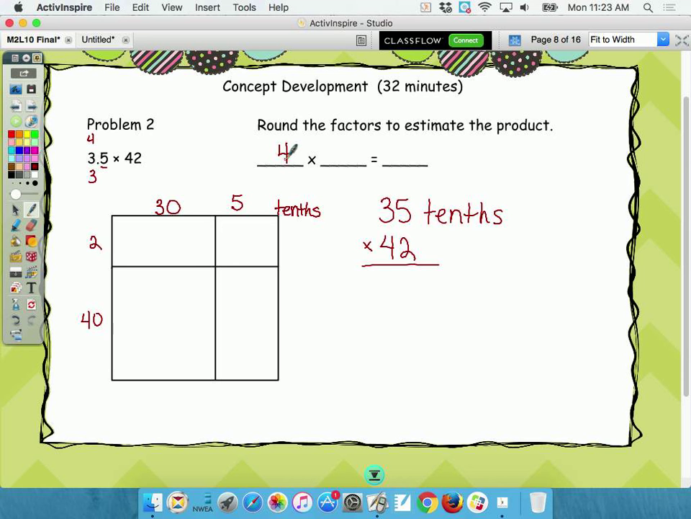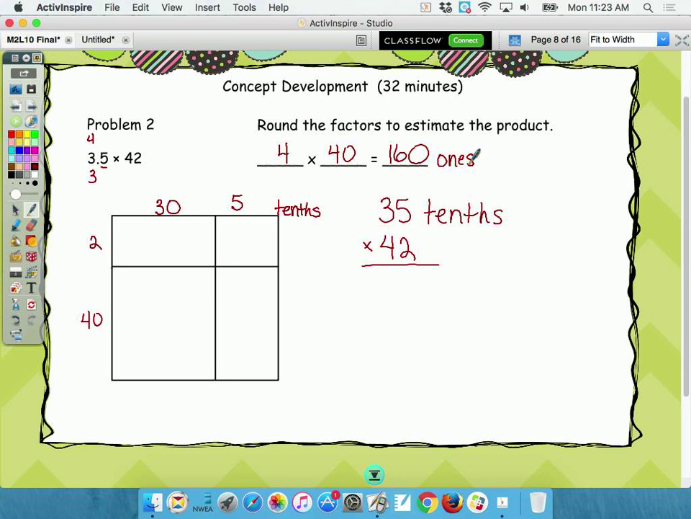What about the 42? 40. So your estimate is what? 40 times 4 is 160. You can't forget to write your answer to your estimate. And it's 160 what? You've got to at least think that place value.